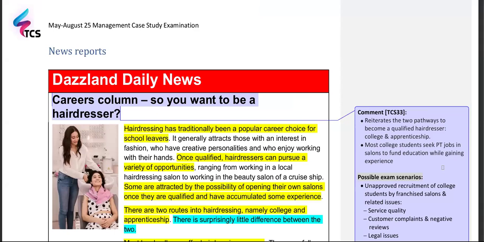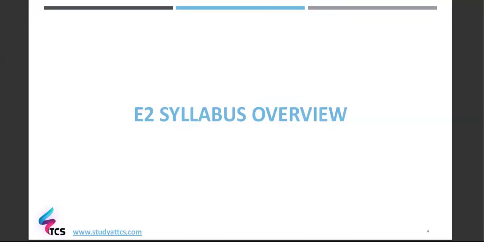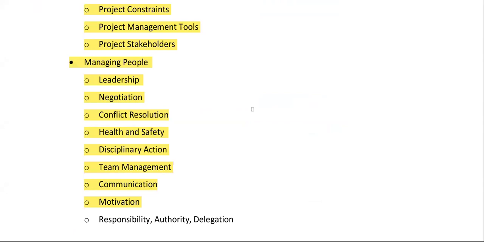So once again, don't come up with theoretical responses, don't discuss motivational theories, just focus on the given scenario and just address the given task.